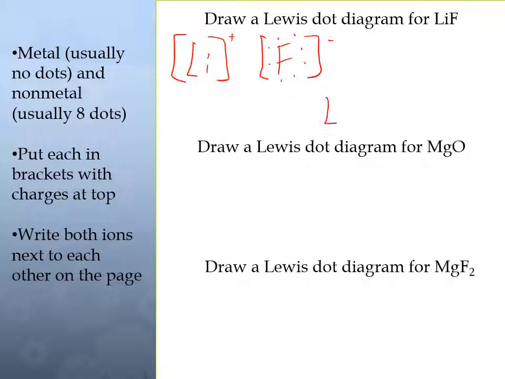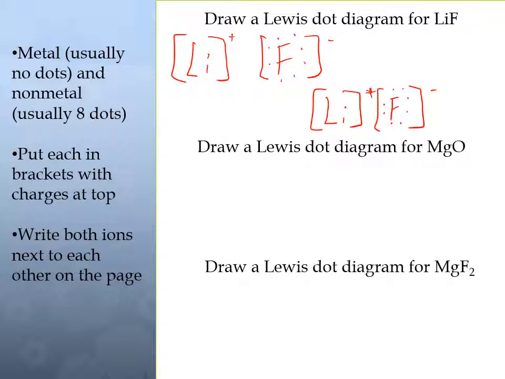So it's going to redraw it over here, Li with its brackets and plus charge, and right next to it, F with its 1, 2, 3, 4, 5, 6, 7, 8 electrons, brackets, and a minus charge. Now we can see that they're close, they're attracted to each other. That's going to be our ionic compound, Li and F.